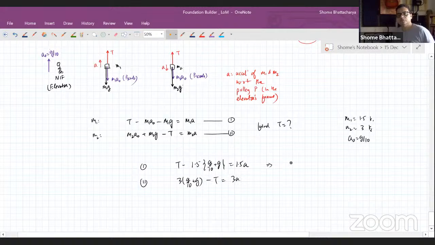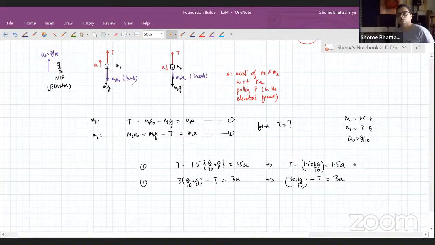So this equation further we can write as T minus 1.5 into 11g by 10 is equal to 1.5a. And this equation further we can write as 3 into 11g by 10 minus T is equal to 3a.